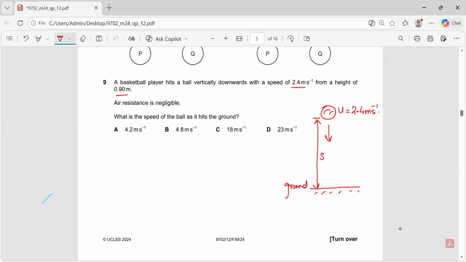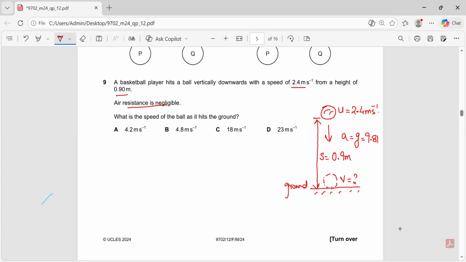This much distance is equal to 0.9 meter. What is this distance going to be? 0.9 meter. The question says, as this ball just approaches the ground, what will be its final velocity? And as it says that air resistance is negligible, your acceleration will be constant, which will be equal to 9.81. So how are we going to solve this scenario?